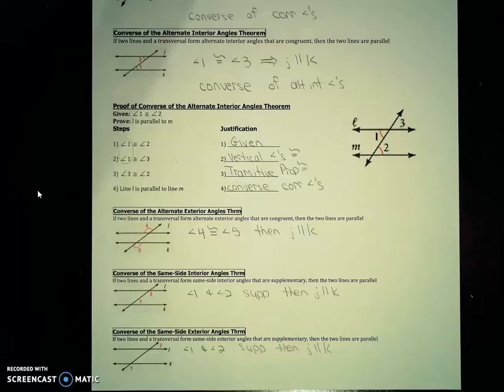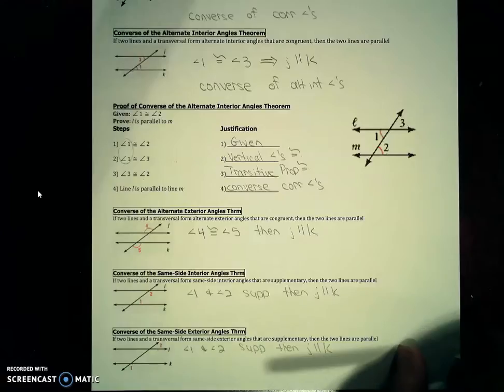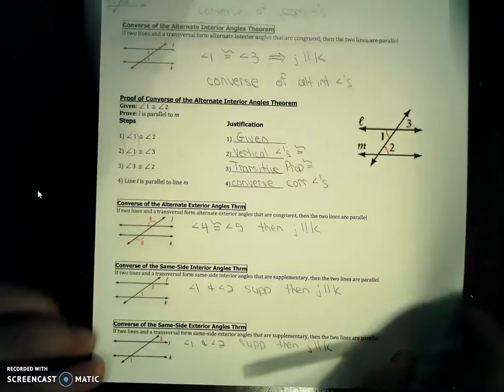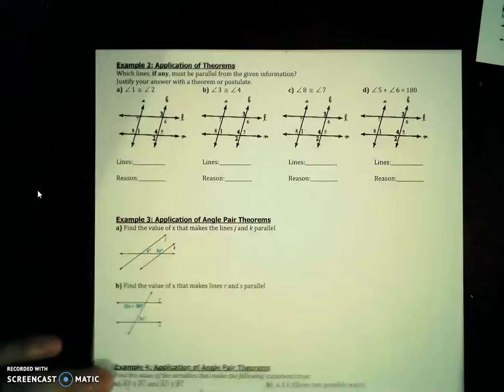And if you think about this one, we could state that these are vertical, and these are the same side interior, which eventually proves that these lines are parallel as well. And as I said, for today, we're not going to focus on that. We'll be getting into some more of those proofs later on. All right, so let's go take a look at some applications in this case. So flip on to the back side of your notes.